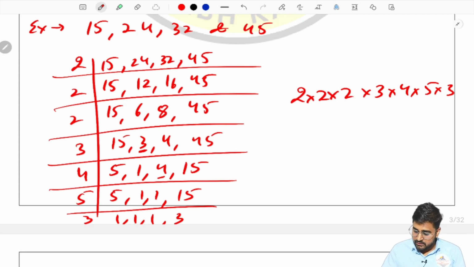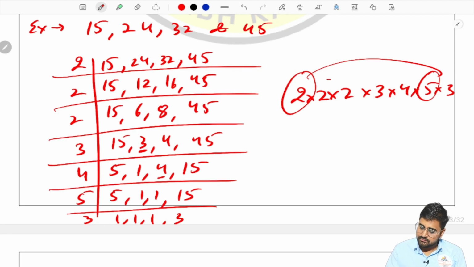Now let us calculate them. We have 10. Now it's 20. Now 40. Now 40 into 3 is 120. Now 120 into 4 is 480. And 480 into 3 is 1440. So that's the answer.